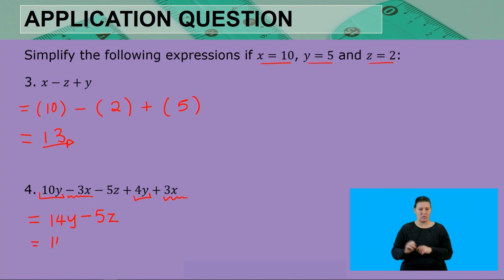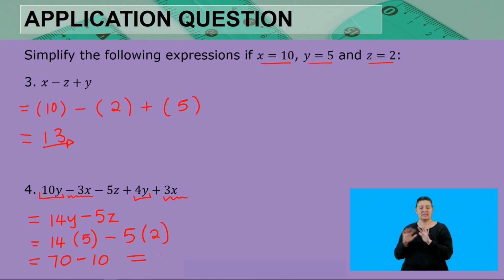Now we can substitute properly. That is 14, open bracket. What is the value for y? That is a 5, right? And then we are minusing a 5, and we open a bracket there. What is the value for z? That is the 2. Then we can go and calculate that. What is 14 multiplied by 5? That is going to give us 70 minus, and then 5 multiplied by 2, that is a 10. And then what is 70 minus 10? That gives us a 60. And that's our answer for that expression.